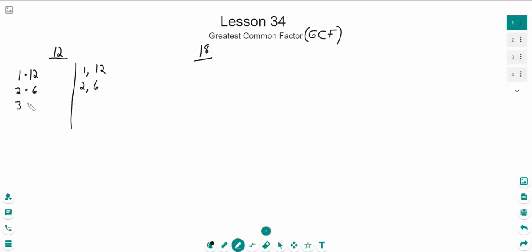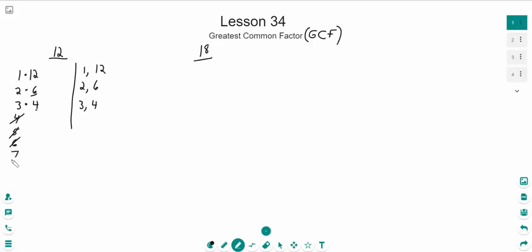3, moving right along here. 3 times 4 would also be a 12, so we can do that. And then we hit a 4. Well, we already have a 4. So 4 we don't need to worry about, right? And a 5 cannot go into 12. A 6 can, but we already have done a 6. And whenever you've reached halfway to the number, you know you can't go any further if you've started from the smallest number and worked your way up.